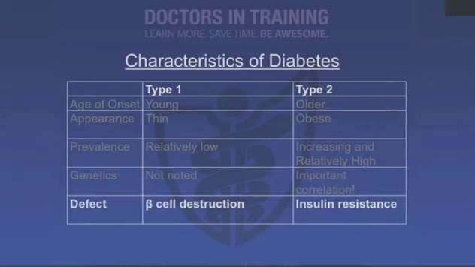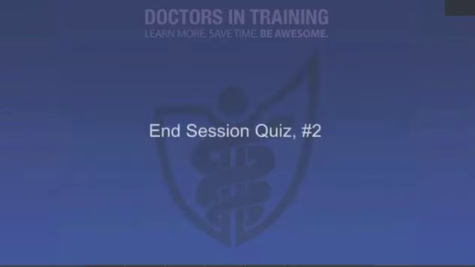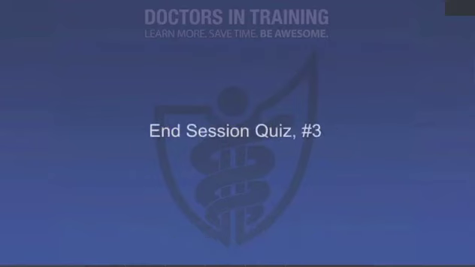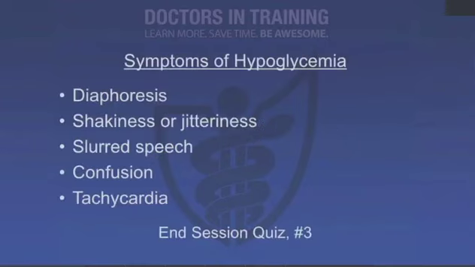Defect. The defect in type 1 diabetes is a beta cell destruction, whereas in type 2 you get more of an insulin resistance. Next, what is the goal of insulin therapy? Well, ideally you want to be able to mimic the normal insulin patterns that the body would normally do. What are the symptoms of hypoglycemia? Diaphoresis, shakiness and jitteriness, slurred speech, confusion, and tachycardia.